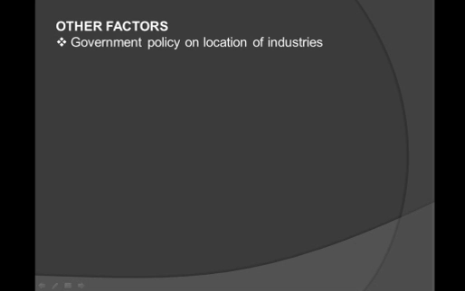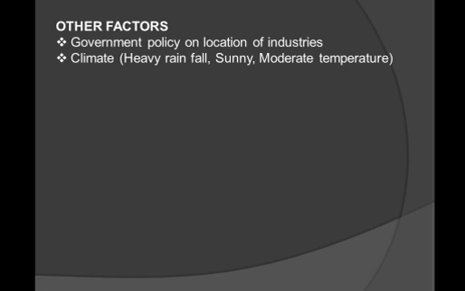So we have our other factors, government policy on location of industries. Now for every country, it is the role of the government to locate industries to specific places. I showed you the Kigali Economic Zone. This was the work of government that directed all new industries to be located in that specific area. We have climate. Definitely this involves heavy rainfall or moderate rainfall depending on the kind of industry, sunny conditions or moderate temperature.